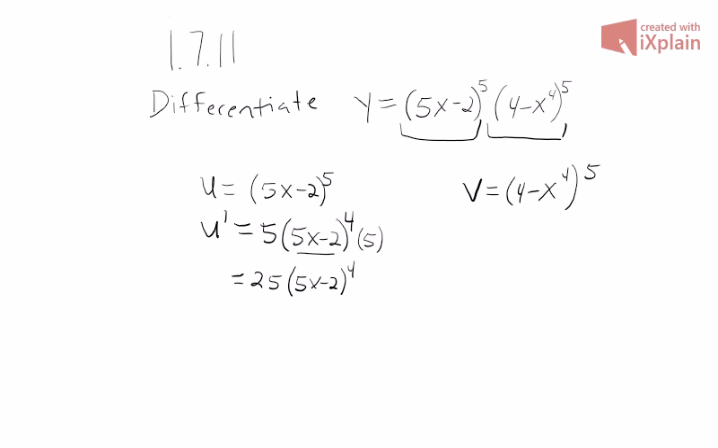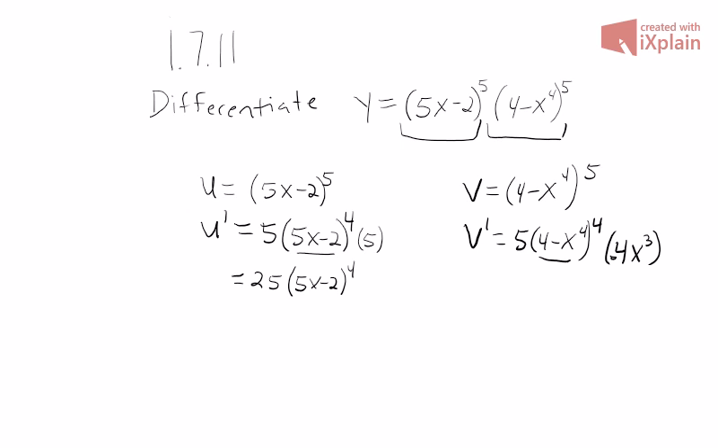Similar for v prime, I am going to use the chain rule and multiply this 5 out front. Okay, and decreased what was a 5th power to a 4th power. And then I multiply that by the derivative of the inside. Derivative of 4 is 0. And the derivative of minus x to the 4th power, we multiply this 4 in front. I get minus 4x, which is now raised to the 3rd power.